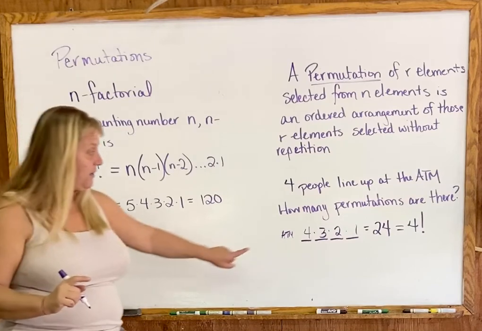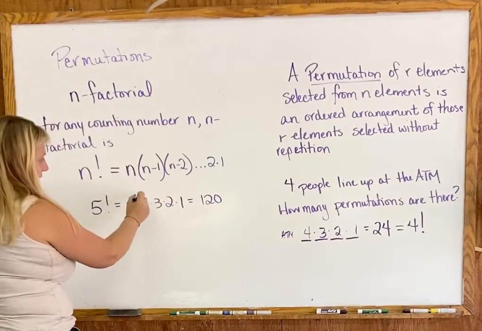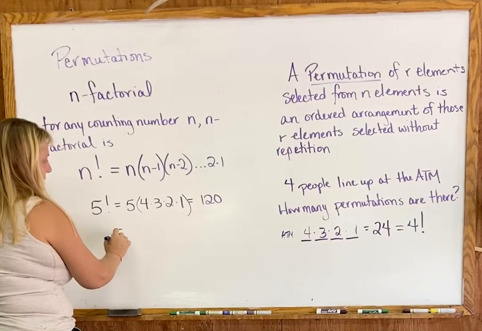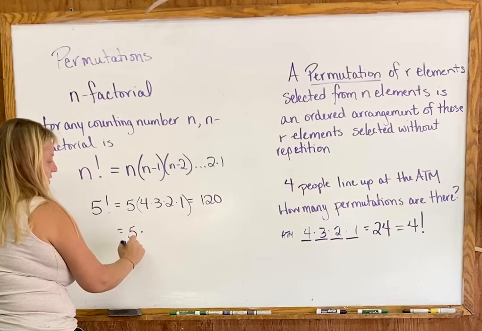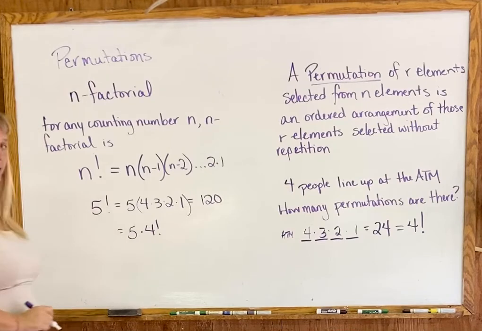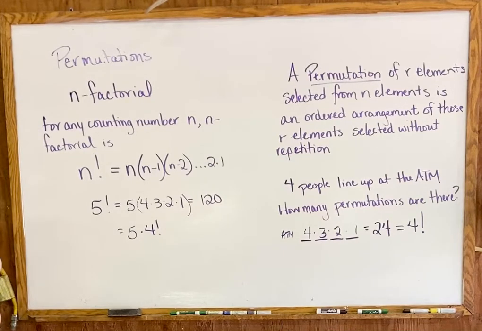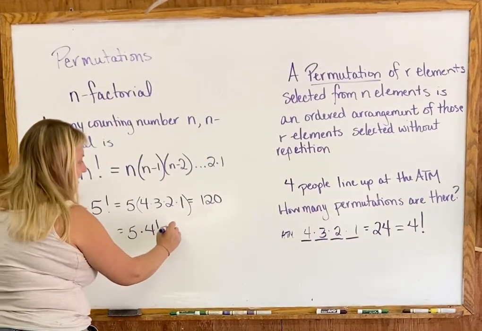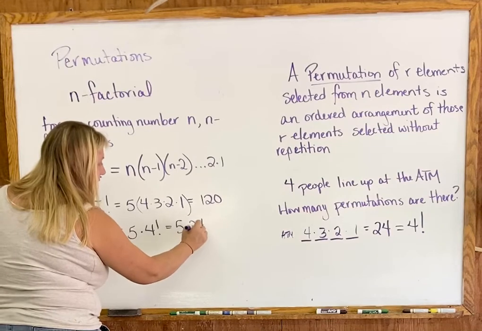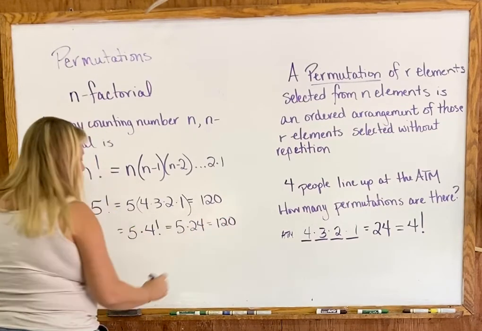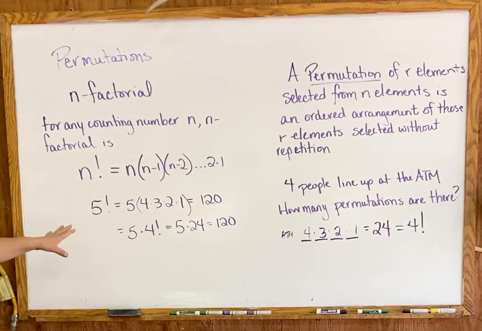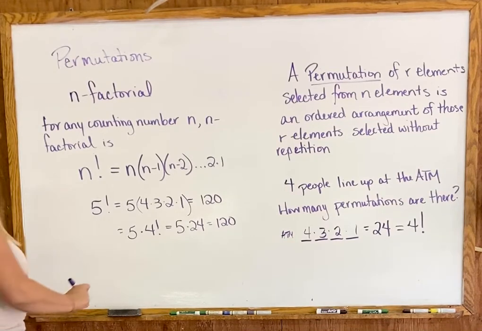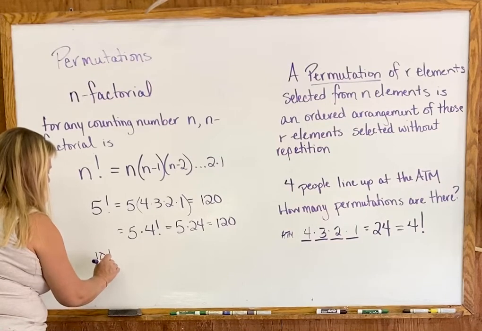But here's the dealio. If we already had 4 factorial, don't we already know that part? So isn't 5 factorial just 5 times 4 factorial? Do you see what I'm saying? We can replace this with 4 factorial, or say 5 times 24, and that gives us 120. The idea is to simplify your notation so we don't have to write 5 times 4 times 3 times 2 times 1. So let's look at something like 10 factorial.